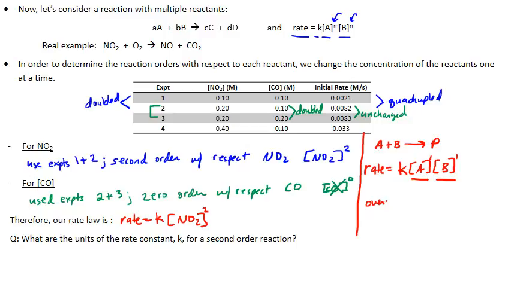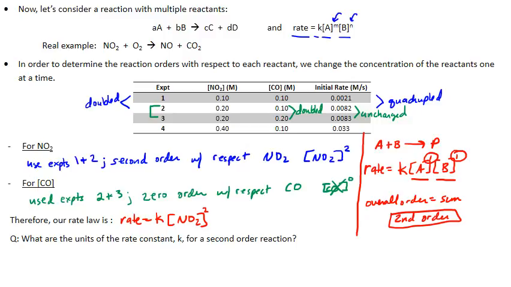So overall order is equal to the sum of the individual orders. So it would be second order. It would be the 1 here plus the 1 here. So it's first order with respect to A, second order overall reaction.